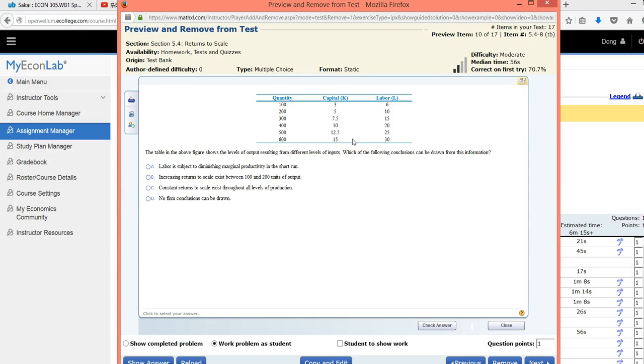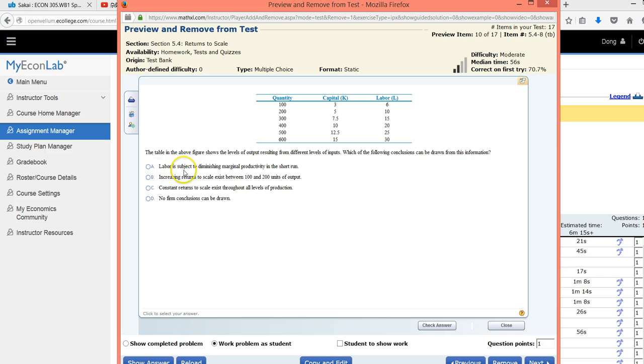This is question number 10 of homework of quiz 6 for chapter 5. The table in the above figure shows the levels of output resulting from different levels of inputs. So the left column is the quantity, which is the level of the output, and the right two columns are the levels of the inputs. Respectively, they are the capital and the labor. So which of the following conclusions can be drawn from this information?